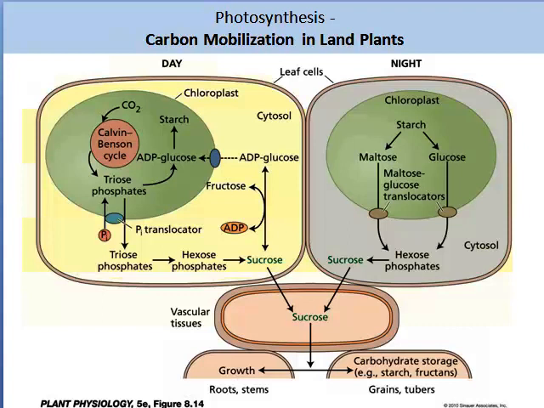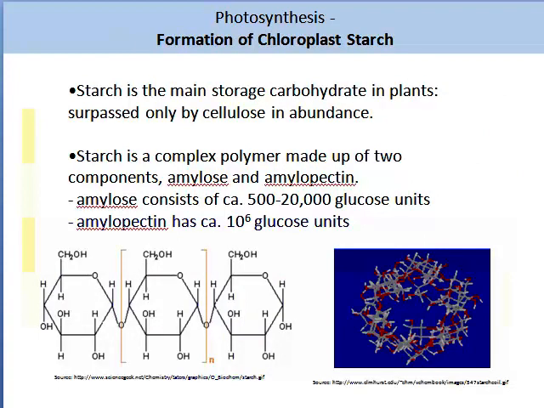Sucrose can be used for growth, or it can be converted into starch and fructans and used for long-term carbohydrate storage. In the chloroplast, starch is produced. It can be broken down into glucose or maltose. This can also be broken down into sucrose, which can again be moved into the vascular tissues. Starch is a very important component as it is the main storage carbohydrate in plants. It is surpassed only by cellulose in abundance.